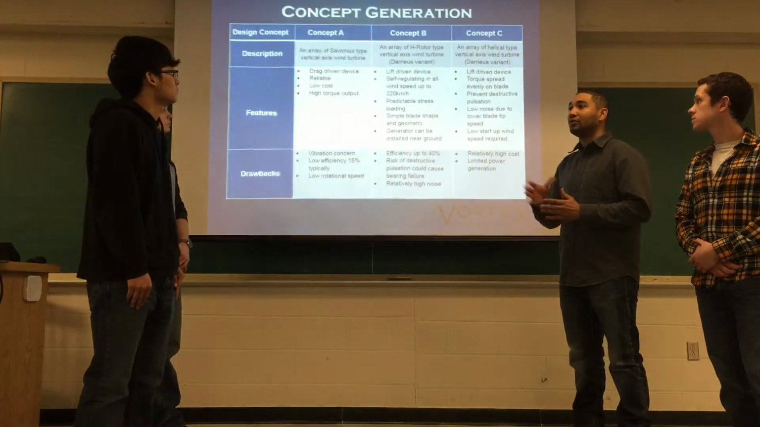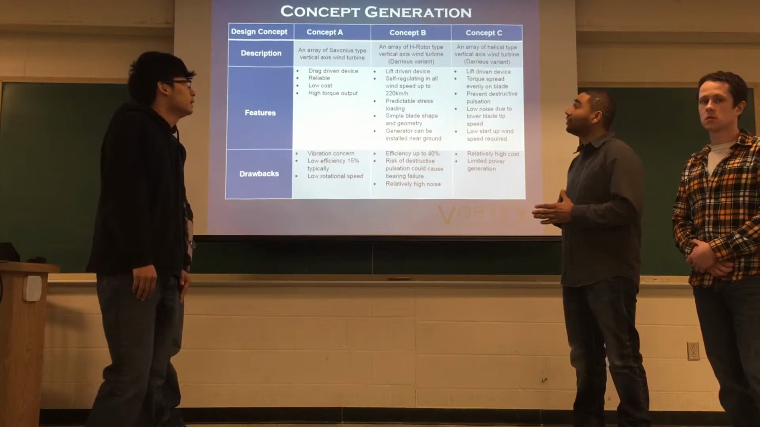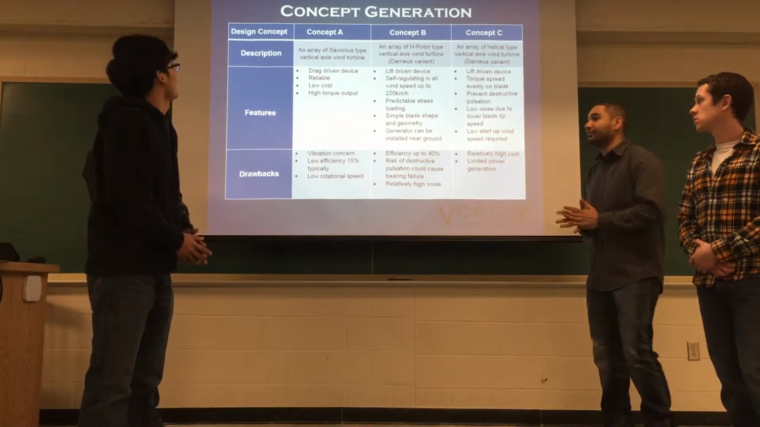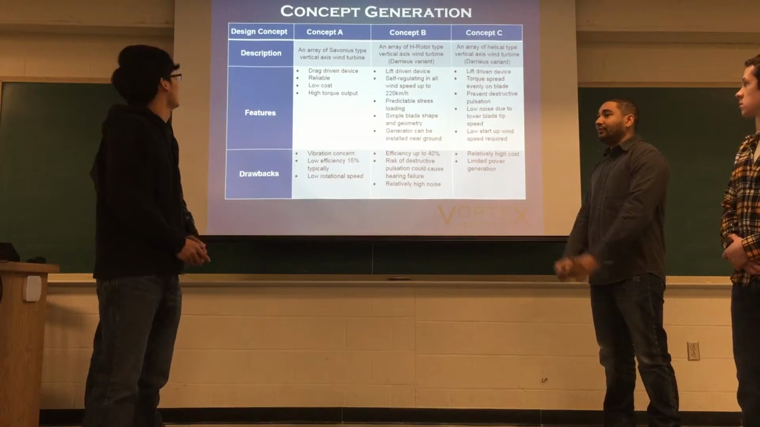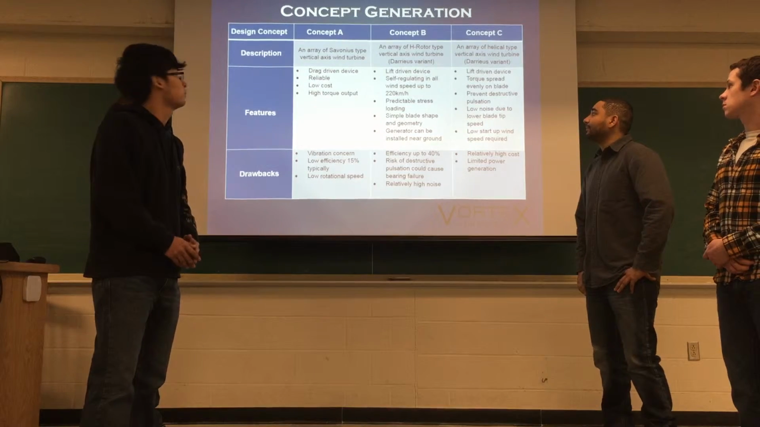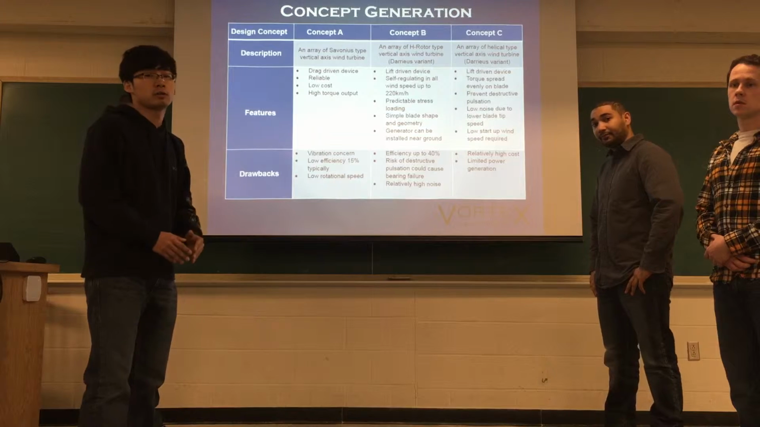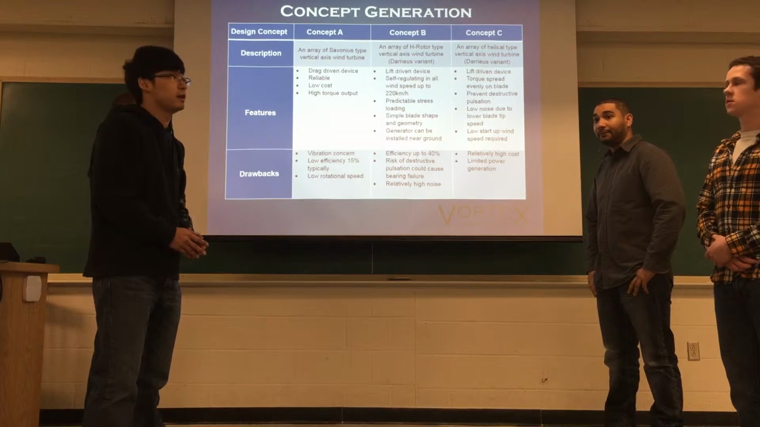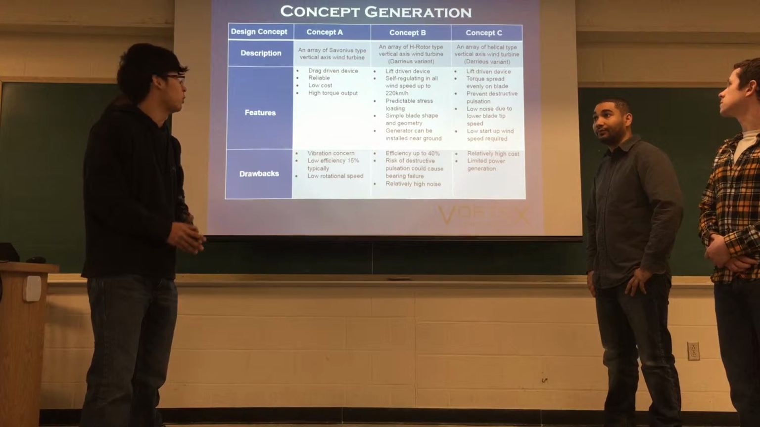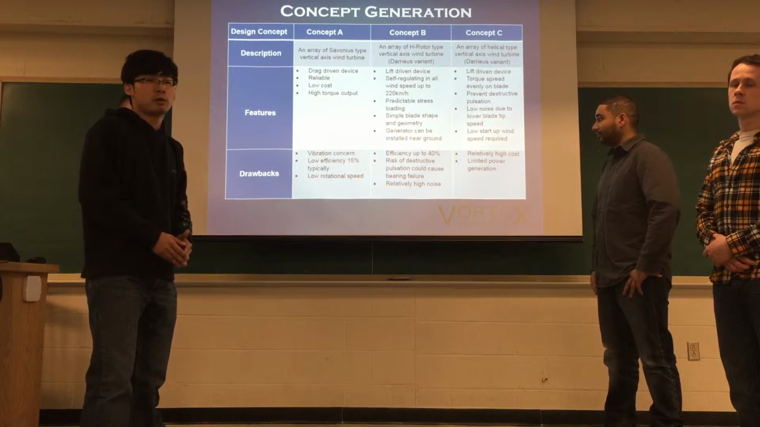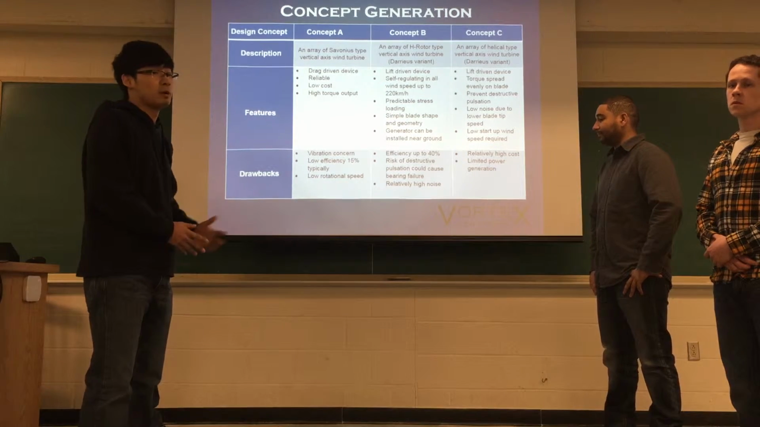And now I'll hand you over to Brandon, and he will take you through the concept generation. Okay, after background research, three design concepts were generated. Concept A is an array of Savonius type blades. Concept B is an array of H-rotor blades. Concept C is an array of helical type blades. And all the features and drawbacks were summarized and listed in the above table.